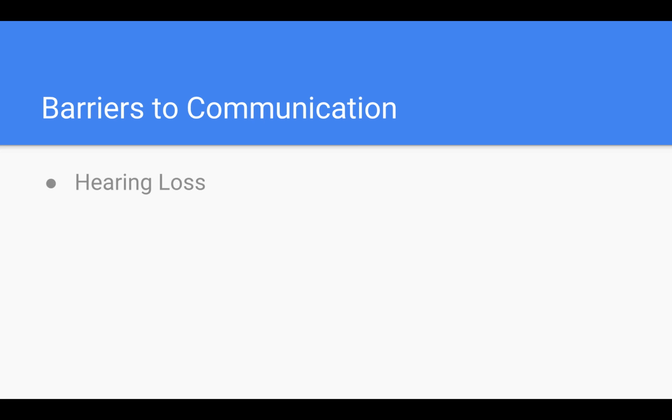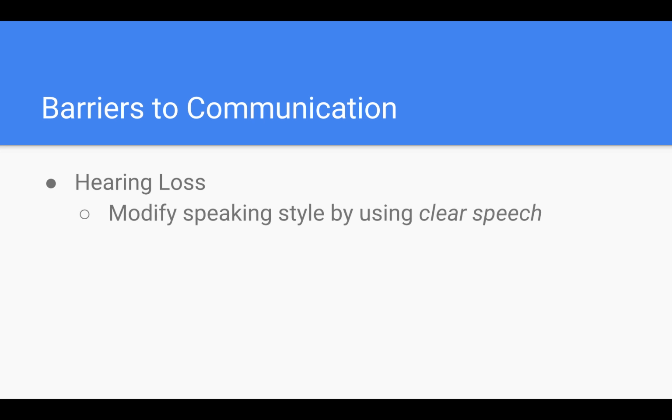So what are some barriers to communication that we may encounter when we're talking with our patient? Well, the obvious one for us is the hearing loss. We have so many patients. Most of our patients probably have hearing loss. So what do we do about that? Well, there's several things we can do.